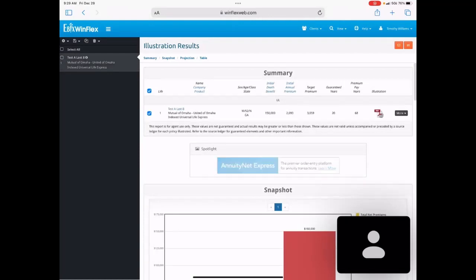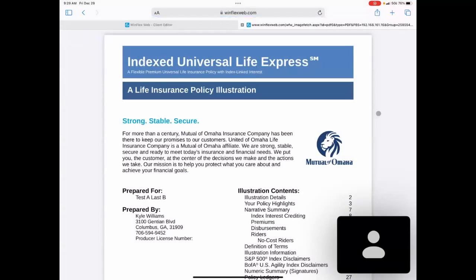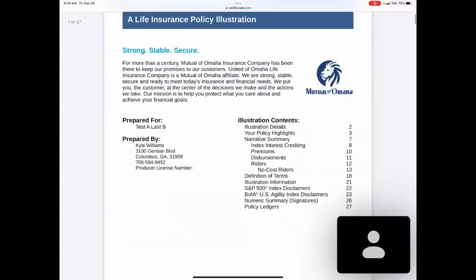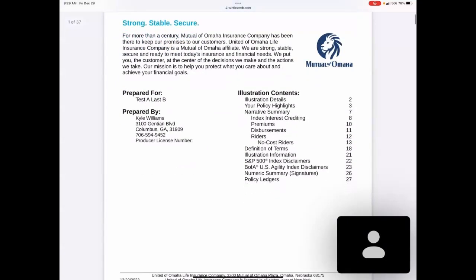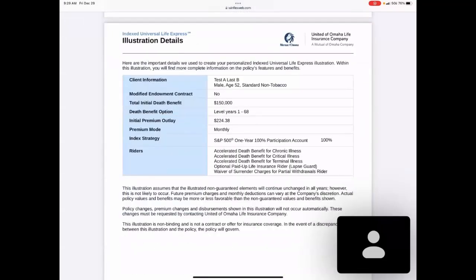And now what we're actually going to do is look at the actual illustration, so that way you can take a look whenever you are selling a policy to make sure that it's going to last and how to go over it. So here, it's a long, lengthy, 37 pages. You can pretty much cut through the mud on the first page. It's going to outline what the total death benefit is that you selected and what the initial premium outlay should be.